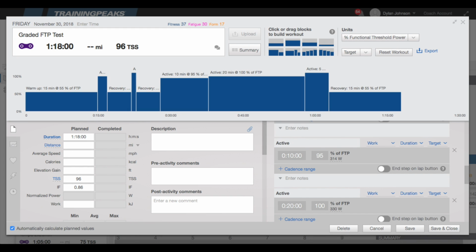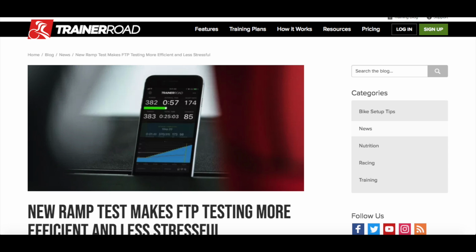There are also methods that have you start under your predicted FTP and end over your predicted FTP. An example of this might be starting off riding for 10 minutes at 95% of your FTP, then hold your predicted FTP for 20 minutes, and then do a 5-minute all-out effort to finish it off. For a test like this, the average power for the whole test would be close to your FTP. Trainer Road has a graded test where intensity is increased every minute until exhaustion, and then a new FTP number is given to you.